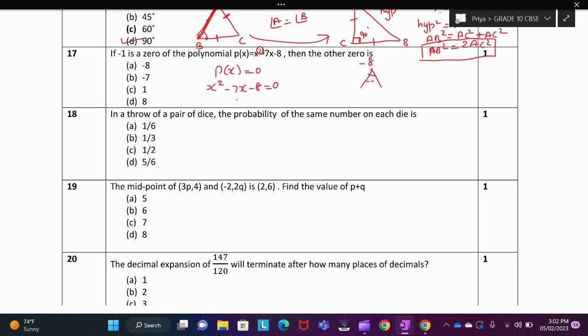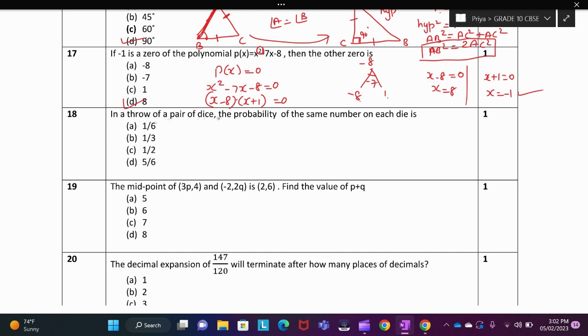So I know that I can find the factors by multiplying the combinations to get minus 8 into 1 as minus 8, and minus 8 plus 1 as minus 7, isn't it? So the two factors are x minus 8 and x plus 1. So if I equate x minus 8 to 0, x is equal to 8. And if I equate x plus 1 equal to 0, x equal to minus 1. So already minus 1 is given and the other 0 for polynomial is 8. So the option is D, positive 8.